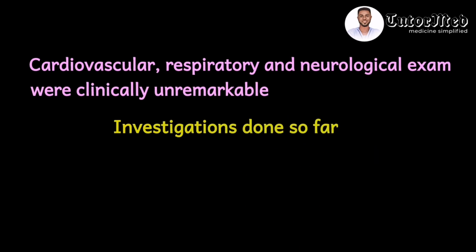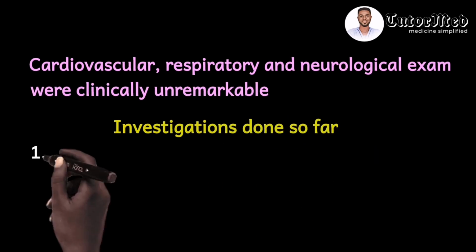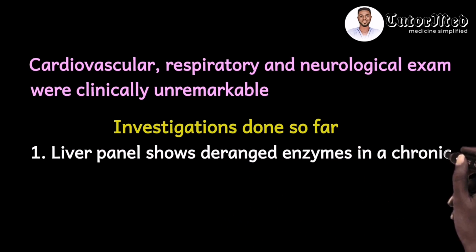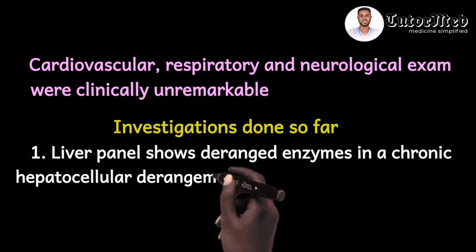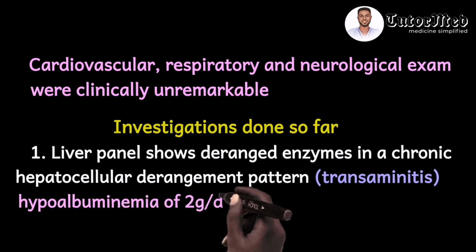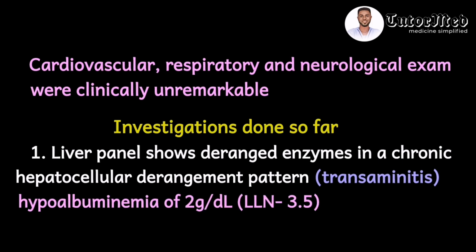Investigations done so far. The liver panel, or LFT, shows mildly deranged enzymes in a chronic hepatocellular derangement pattern. In other words, there was transaminitis in the hepatocellular derangement pattern. So here you can choose to mention the enzymes which were deranged, and then after that you interpret it this way. Then there was hypoalbuminemia of 2 grams per deciliter.